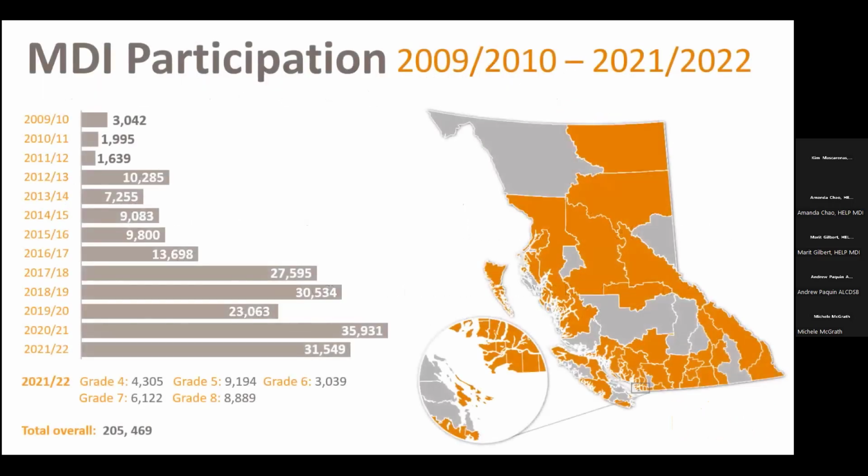This is just a slide to show you that the MDI has been around for 12 years, and we have been growing each year. Right now the total overall participation is that we have collected 205,469 data points altogether across all of those years.